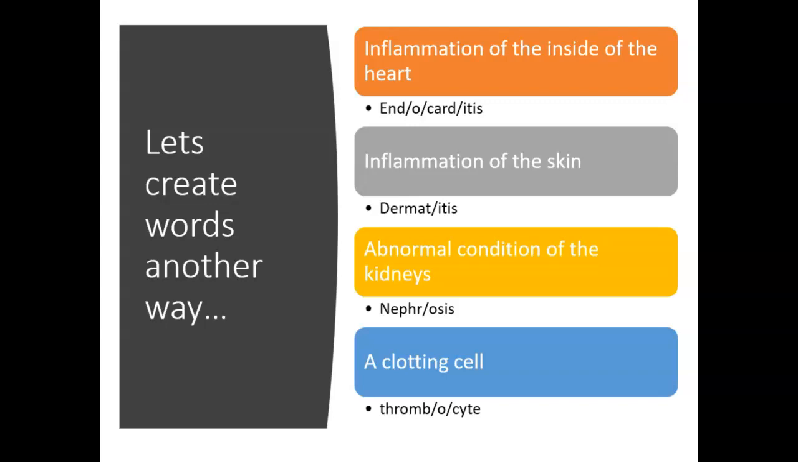An abnormal condition of the kidneys. Nephrosis. Osis means abnormal condition, and the root word for kidneys is nephro. Lastly, a clotting cell. Cell means cyte, and clot means thrombo. So a clotting cell is a thrombocyte.